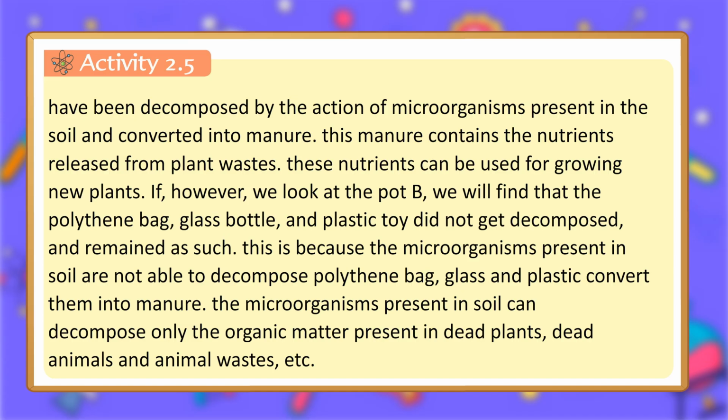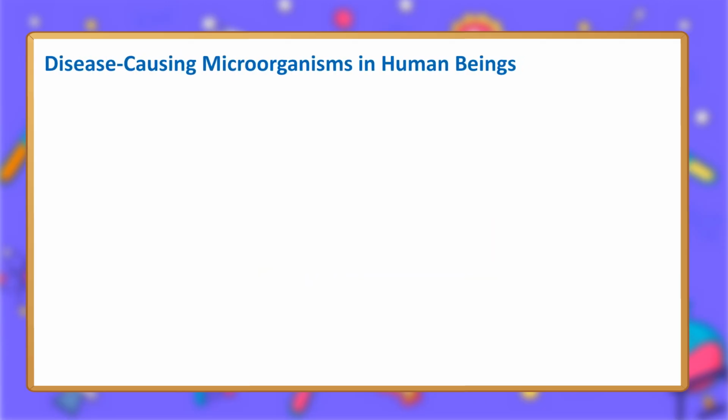If, however, we look at the pot B, we will find that the polythene bag, glass bottle, and plastic toy did not get decomposed and remained as such. This is because the microorganisms present in soil are not able to decompose polythene bag, glass, and plastic, and convert them into manure. The microorganisms present in soil can decompose only the organic matter present in dead plants, dead animals, and animal wastes, etc.